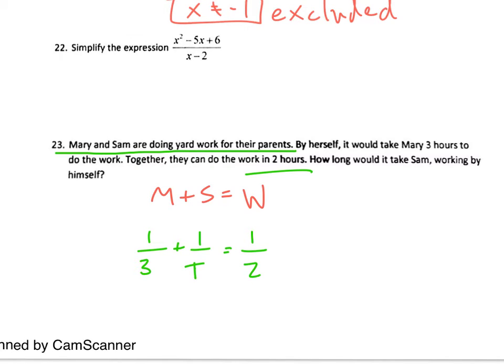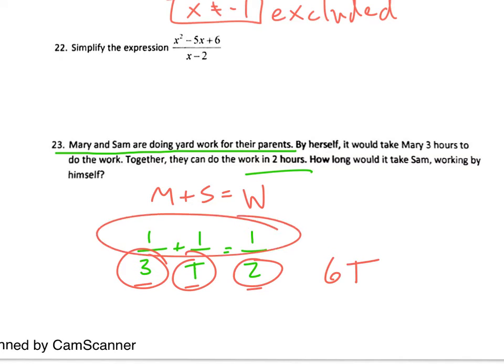So you'll have to go through and solve this and first come up with your least common denominator. So if we think about 3t and 2, the only thing that they have in common would be 6t. So we need to turn all of these denominators into 6t, and then that would change the top and help us figure out the amount of yard work they'd have to do, or the amount of time it would take Sam by himself.